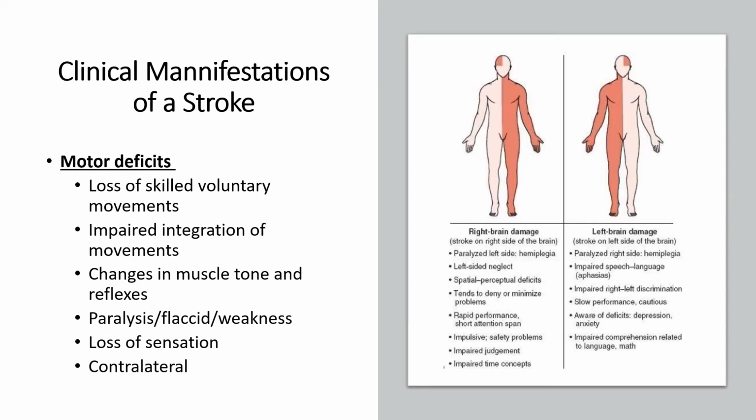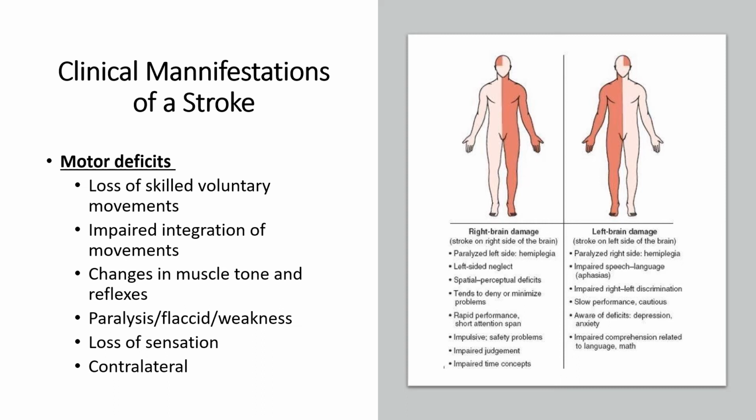So clinical manifestations of a stroke, what happens? So there's definitely motor deficits, okay? So the patient will have a loss of voluntary movements, typically impaired integration of movements, poor coordination. They will have changes in muscle tone and reflexes. There could be paralysis, normally on one side, or flaccidness or weakness, depending on the extent of the deficit. Loss of sensation, and this is definitely what we call contralateral.